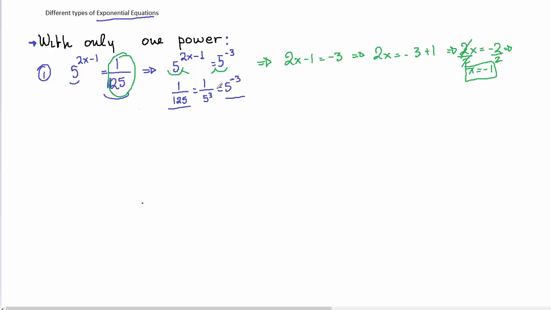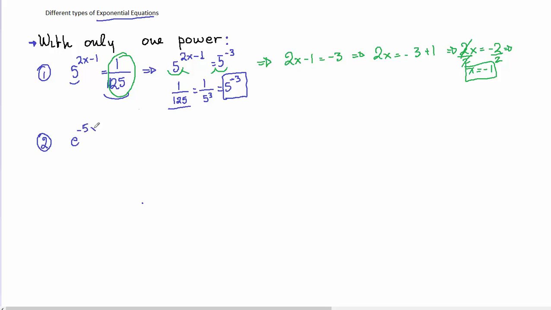Now, the beauty of this example is that it's simple, and it's simple because the 125 can be written as a power of 5. So we can find a way to rewrite the 1 over 125 as a power of 5. It's 5 to the negative 3. Sometimes though, this is not possible, and let's look at an example of an equation where this is not possible.